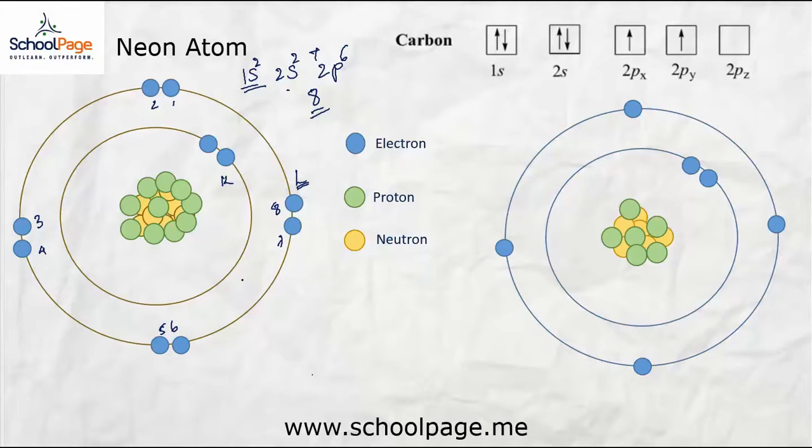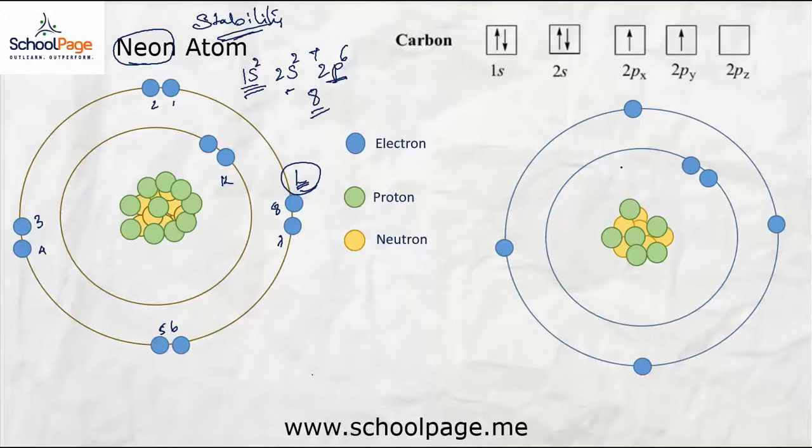With this electronic configuration 1s2, 2s2 and 2p6, the neon atom has a stable configuration of 8 electrons in its outermost shell or the valence shell. And we already know that neon is a noble gas. It doesn't enter into any kind of chemical reactions because of its stability. And the stability is attained by the octet configuration.